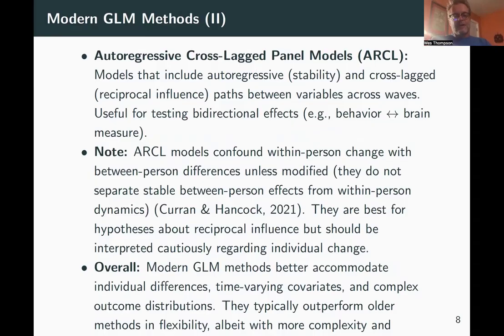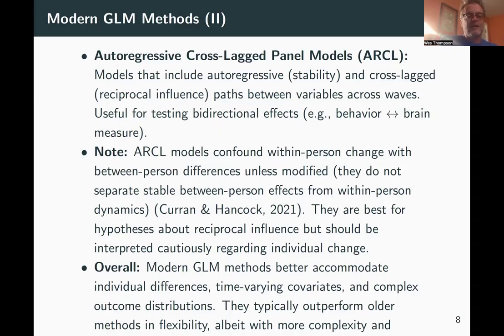There's also other methods that include autoregressive components, for example, autoregressive cross-lagged panel models. These models include an autoregressive and cross-lagged component, so autoregressive components within measures and then cross-lagged reciprocal influence paths between variables across waves. And this is useful for exploring bidirectional effects. For example, behaviors might have some impact on the brain, but of course the brain might have some impact on future behaviors and so on and so forth. And so when you have longitudinal data, you can explore questions of lagged relationships among pairs or larger sets of variables.